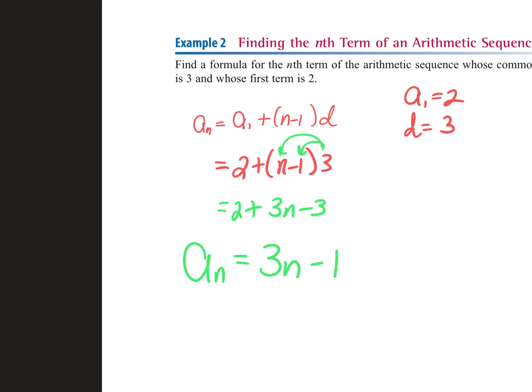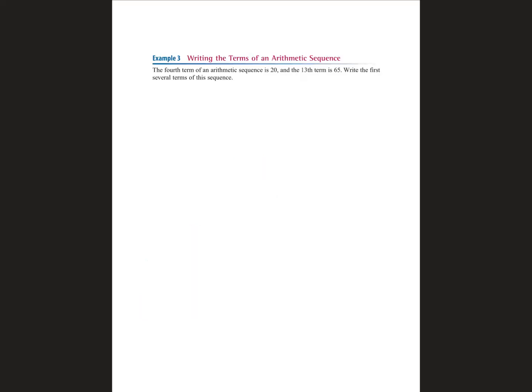So if I said to you guys, what is the 945th term? Where would I plug in the number 945? In for n. That's how you find the different terms. Questions? Pretty straightforward. All right, moving along.